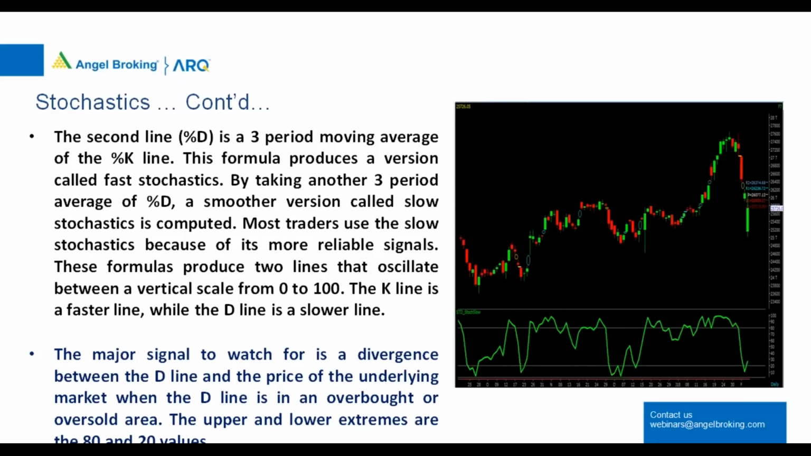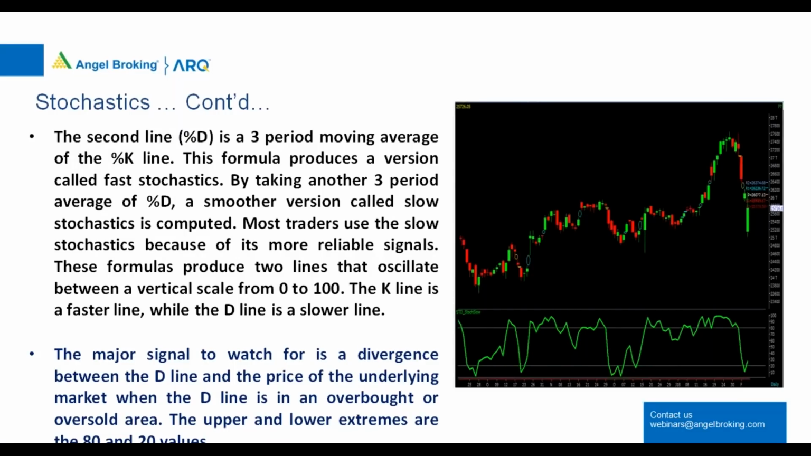So the major signal to watch for is a divergence between the D line and the price of the underlying market when the D line is in the overbought or oversold zone. The upper and lower extremes are the 80 and 20 values. Some people use 70 and 30 as upper and lower values. You can use 70 or 30 or 80 or 20.